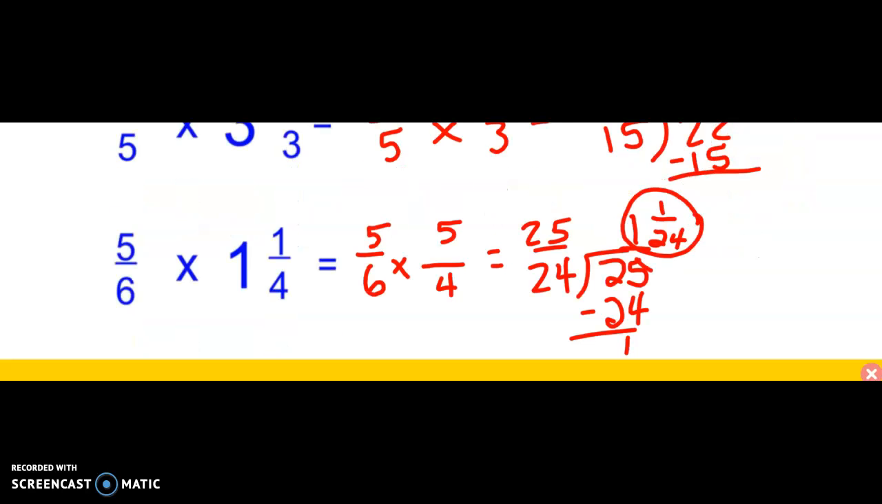So your second problem was 5/6 times 1 1/4. So when you change that mixed number, it becomes 5/6 times 5/4. And when you solve, there's nothing to cancel ahead of time, so you have 25/24. And when you fix that improper fraction, you get a final answer of 1 1/24. Okay, go ahead and pause and solve the third question.